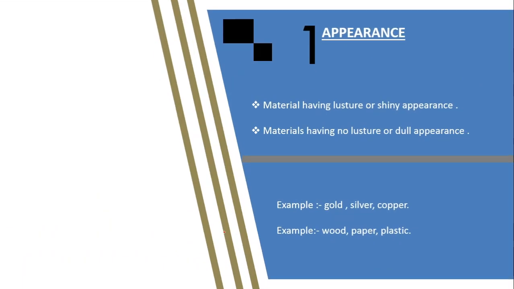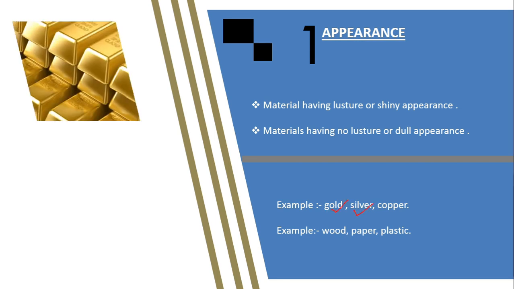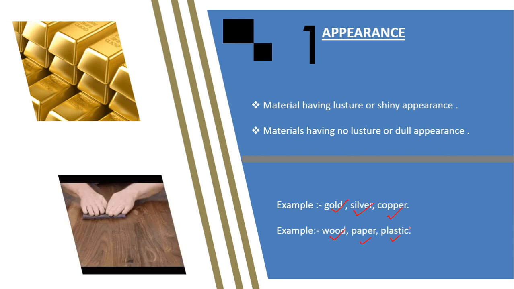At first, we will see appearance. On the basis of their appearance, all the materials are classified into two groups. First one is material having luster or shiny appearance. Second one is material having no luster or dull appearance. The examples of shiny appearance material are gold, silver and copper. And the examples of dull appearance material are wood, paper and plastic.